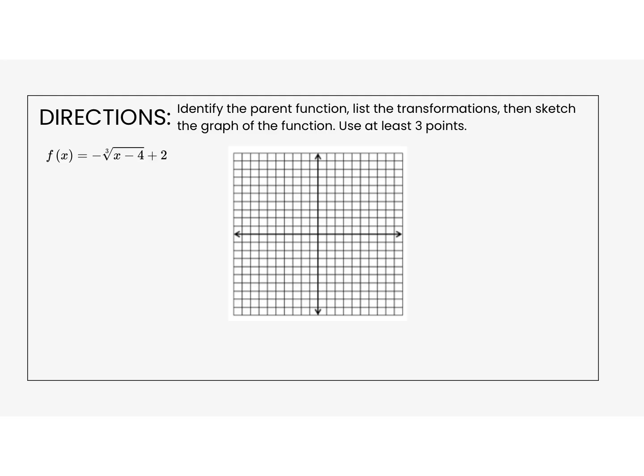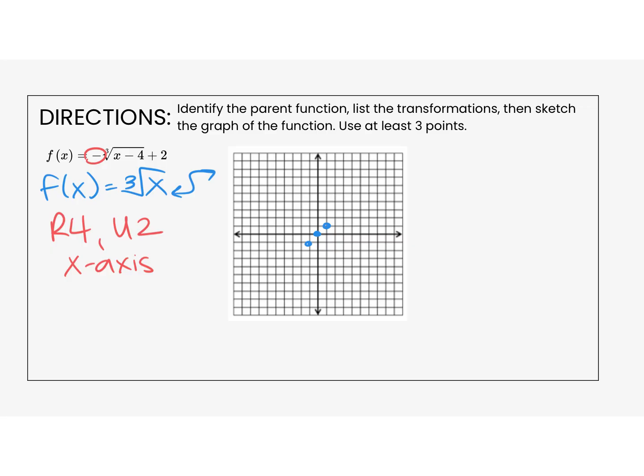So let's do a couple examples here. Identify the parent function, list the transformations, sketch the graph, use at least 3 points. So same thing we're doing, we're just adding in reflections. So the parent function for this one is the cube root of x, which looks like that. -1, -1, 0, 0, 1, 1. My transformations, I'm going to go right 4, up 2, and then I have a negative on the outside, so that's an x-axis reflection. So I'm flipping up and down. So now instead of my original parent function shape, it's going to look more like that.